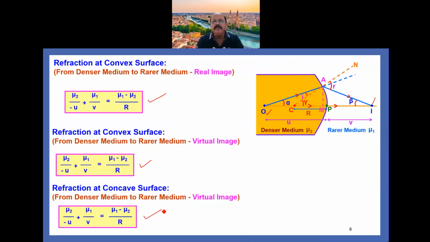So you have to remember these formulas, and that will be used in next derivation, that is Lensmaker's formula. And you try yourself so that you can practice it to find out the result, whether the same result is coming or not.